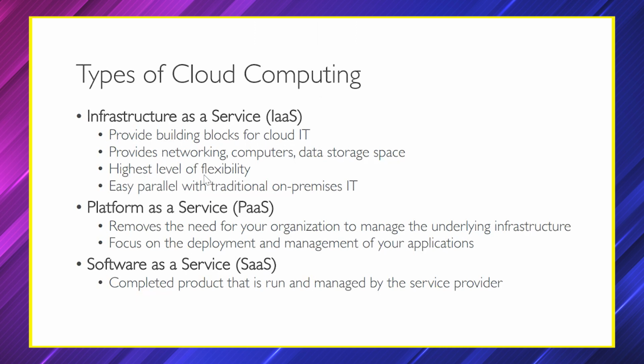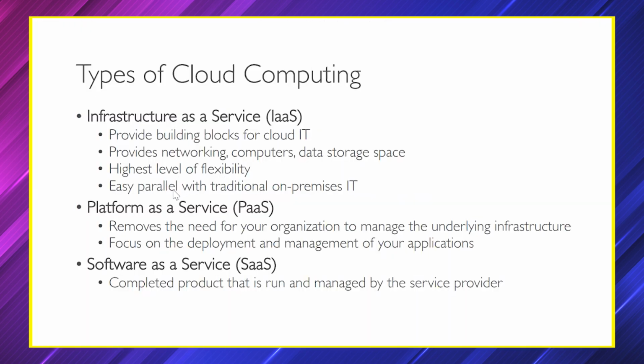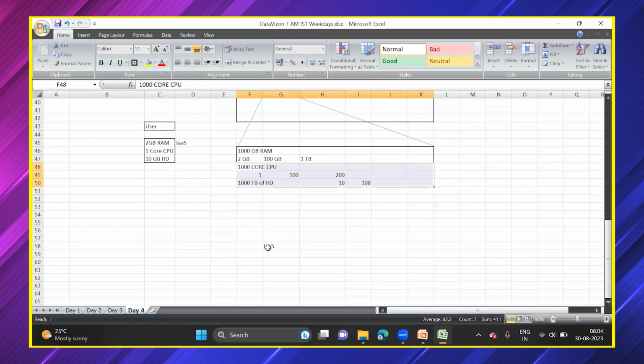And we have the highest level of flexibility, meaning that if tomorrow I want to scale up from 2 GB of RAM to 10 GB of RAM, I can easily provision it from this large pool of RAM available. If I want more CPU cores or more hardware, I can do it from here very easily. So we have the highest level of flexibility, and we can easily parallel it with the traditional on-premise IT solution. Everything remains very much the same, as if it is what we were doing previously as well.